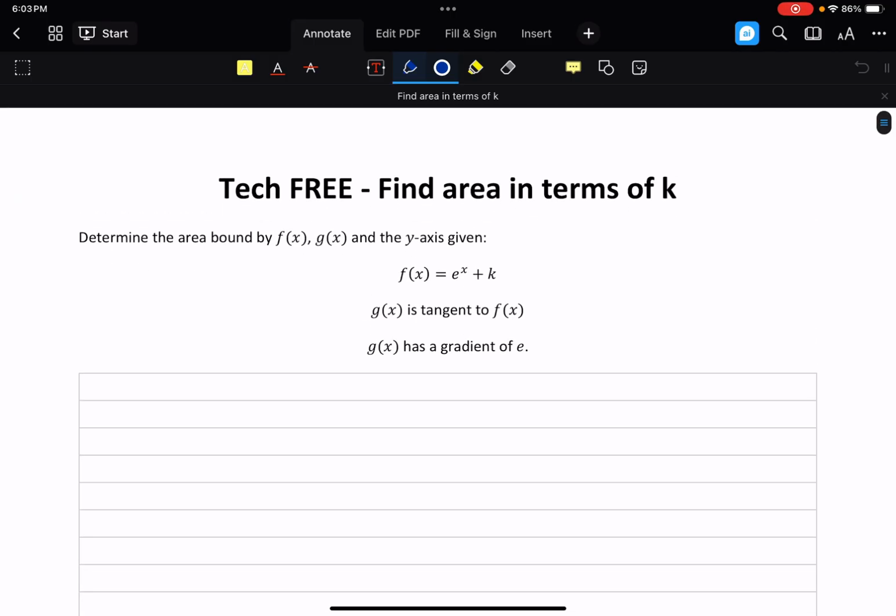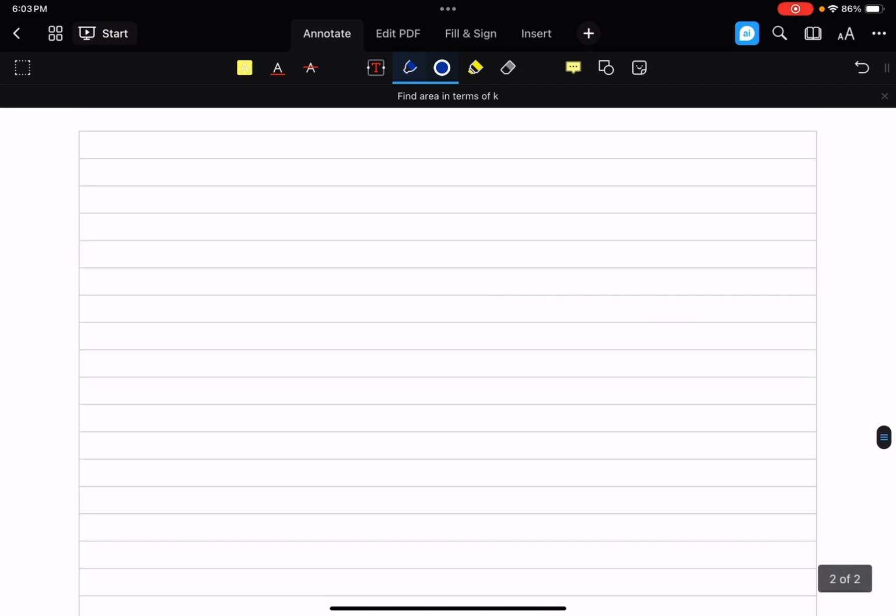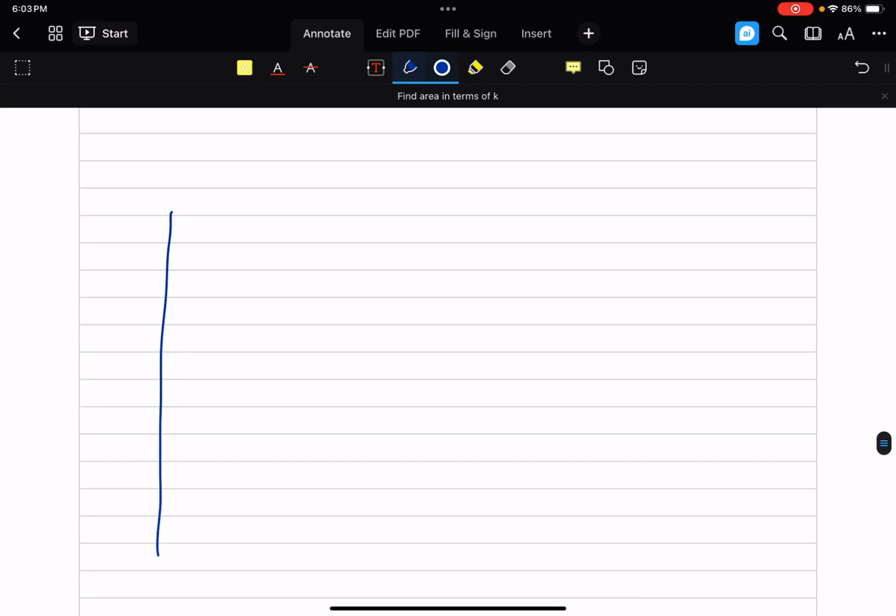Anyway, so we have an exponential function and a tangent to it, which is clearly a straight line, and we want to find a bounded area. Anyway, an area. Without some sort of manual diagram, your ability to do some sketching without a calculator, this is going to be very hard.